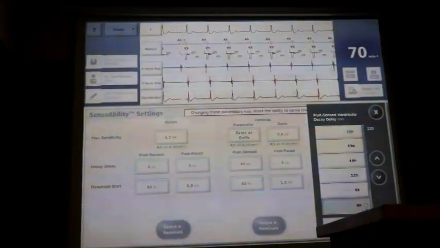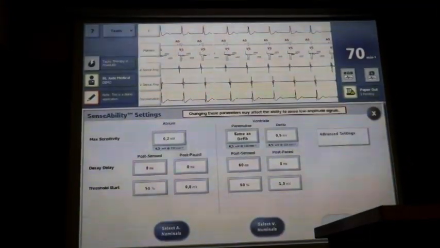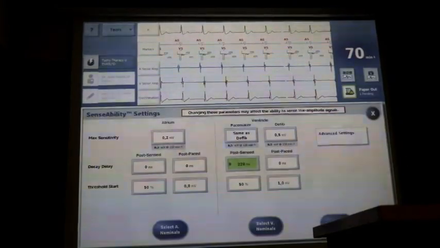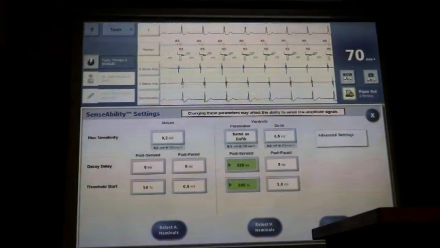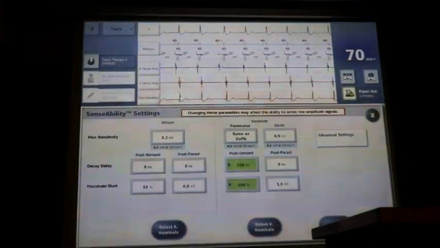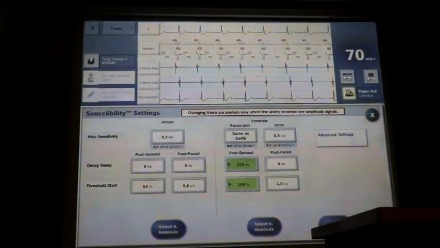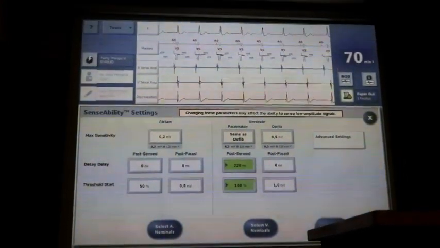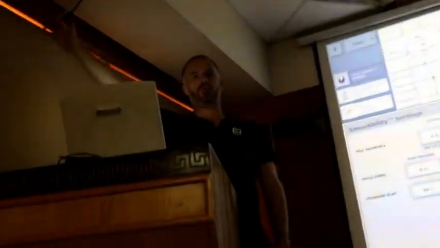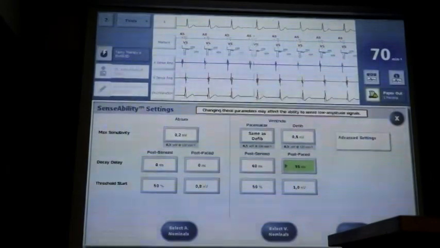If I did this, 220 decay delay, and then 100% threshold start. That's really insensitive. That's going to the size of the R wave, right? Up to 6, only treats the 6, and then holding it for 220 milliseconds, right? If you put somebody into VF with those settings, the device will probably struggle to sense, okay? You may have a delay in sensing, so I'll hit restore to nominals because it makes me feel uncomfortable, okay?